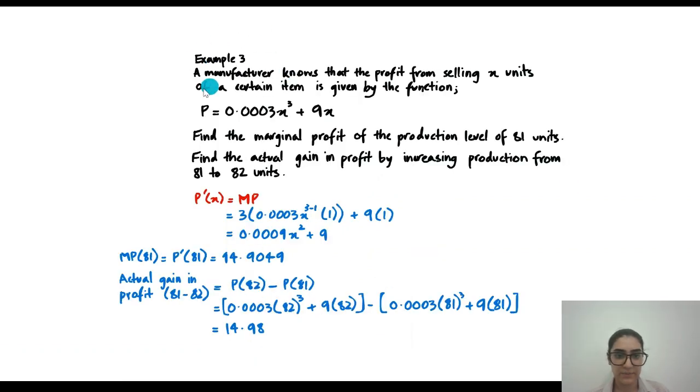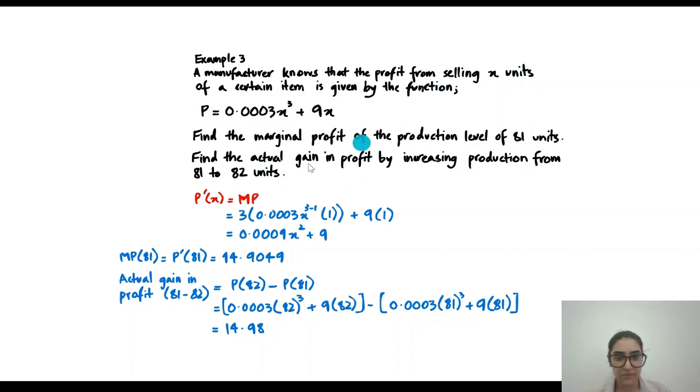Moving forward to example 3, a manufacturer knows that the profit from selling x units of a certain item is given by the function P equals 0.003x cubed plus 9x. Now we are given the profit function. Find the marginal profit at the production level of 81 units. Find the actual gain in profit by increasing production from 81 to 82 units.